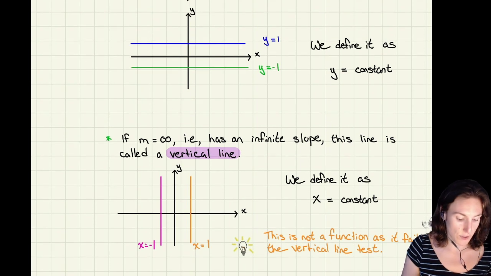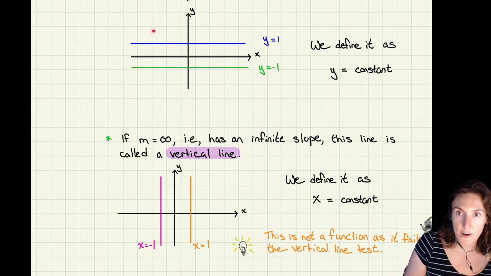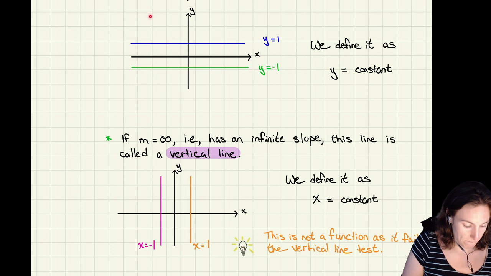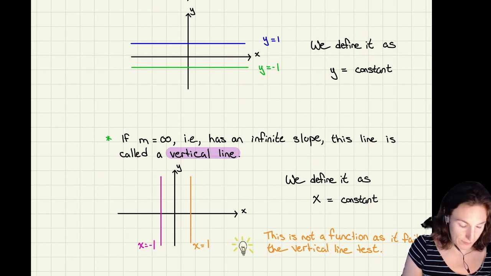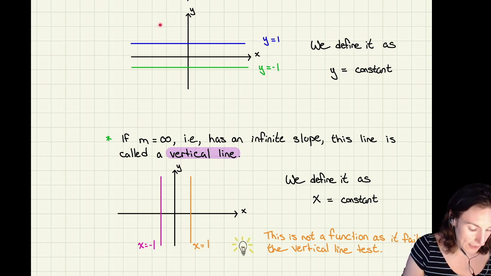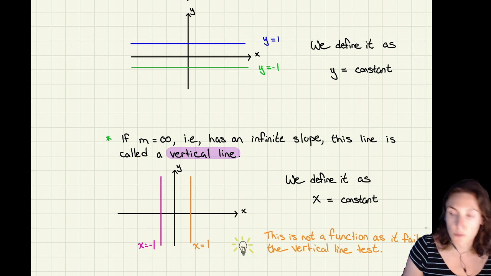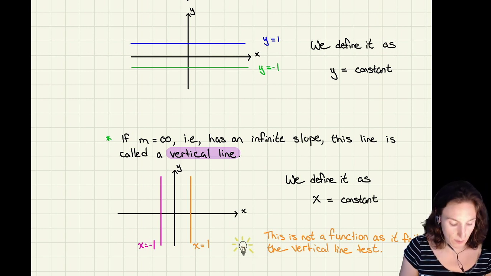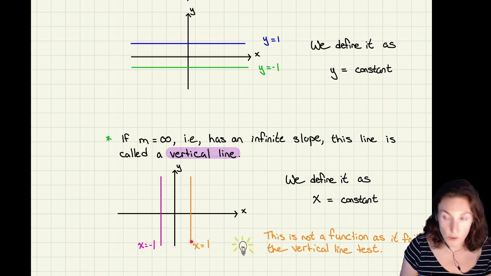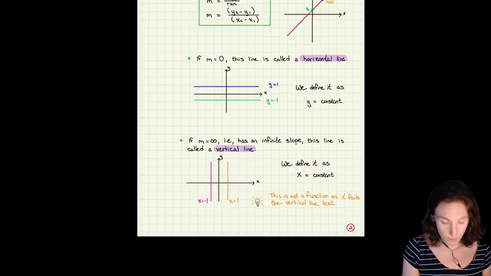Compared to horizontal lines, if I take my pen and pull it down here, it only hits the blue line once and the green line once. But here, if I take my pen and pull it down, it's hitting the orange line nonstop. So this is not a function, this is a function.